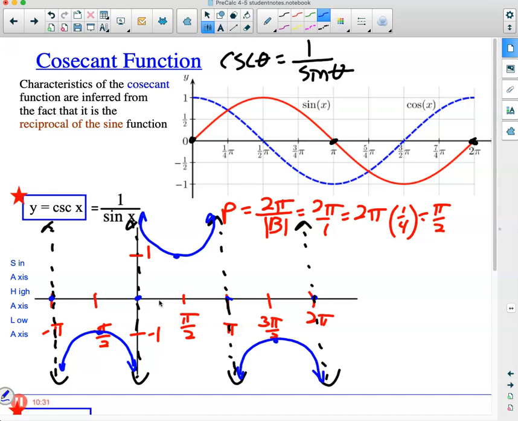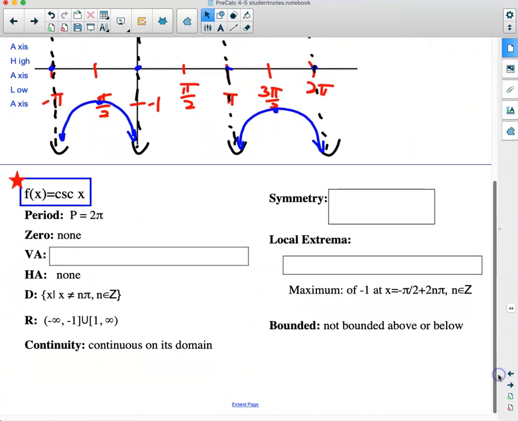Hey, no new learning. Yeah, that's the beauty of knowing the sine graph and the cosine graph so well. All we have to do is at the last minute turn it upside down, inside out. There it is. So now our analysis for f of x equals the cosecant of x.